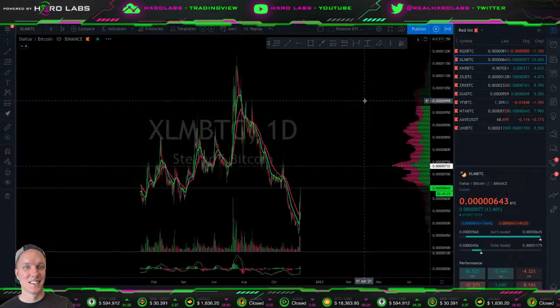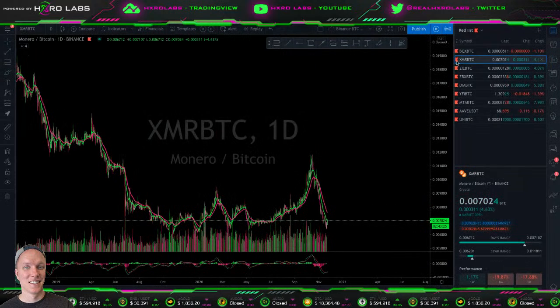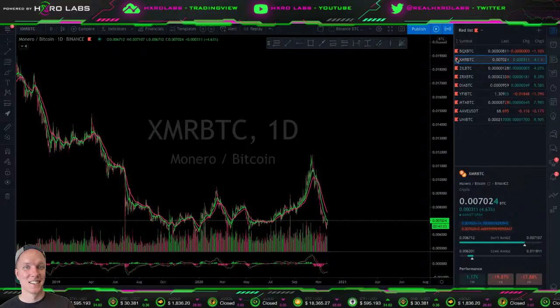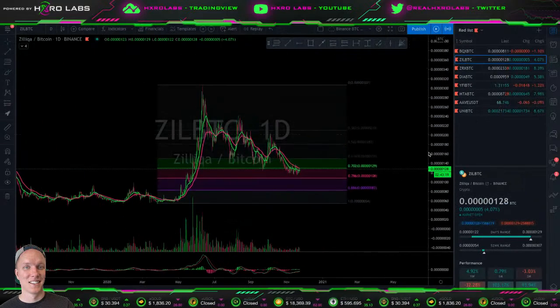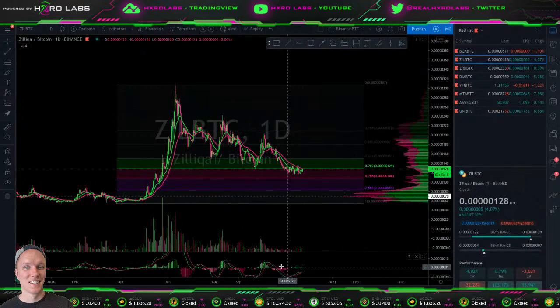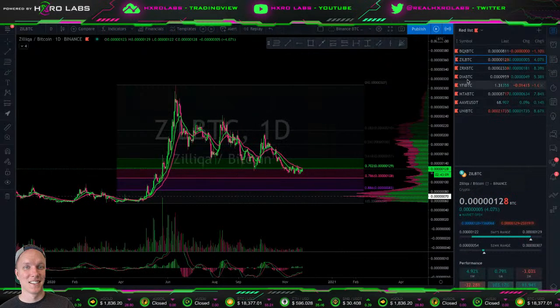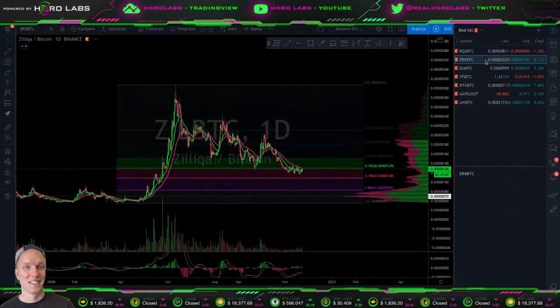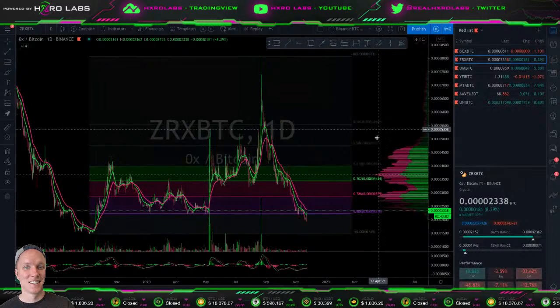Orange. No. XLM, not for this setup. XMR, not for this setup. ZIL, hell yeah, love that one. Look at that, parked. Bullish divergence-ish, some back here, failed again, some more here. Yup. We're going to have such a sweet list.